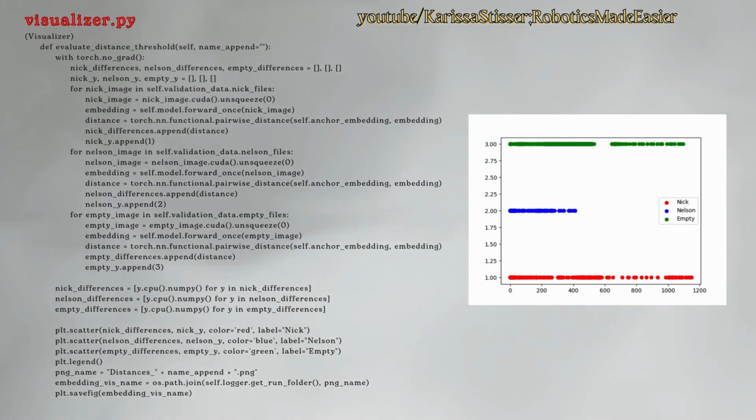I have an evaluate distance threshold function, where I create an embedding of each validation image from the model, compute the distance between it and the anchor embedding, and scatter plot it so I can see the distance difference between Nick, Nelson, and empty images. I give each a different Y value so I can see them separately on their own lines, and I save the image in the run directory for this run.